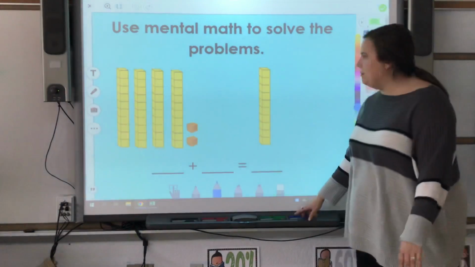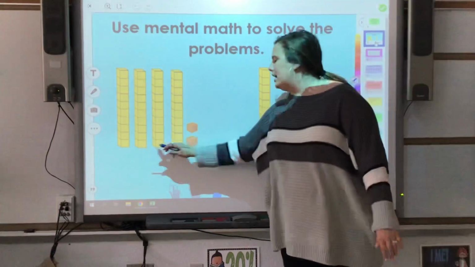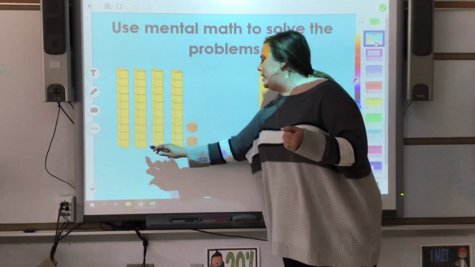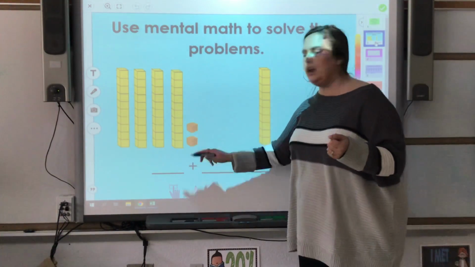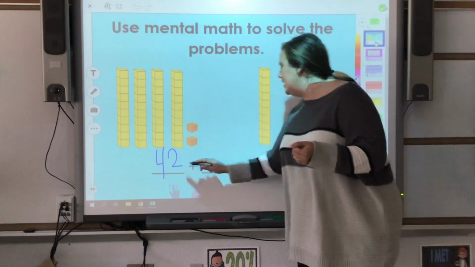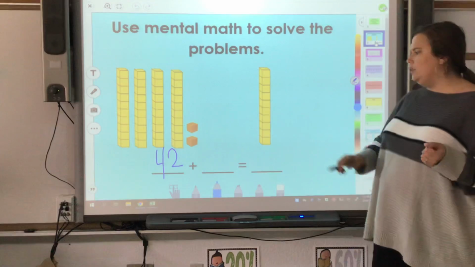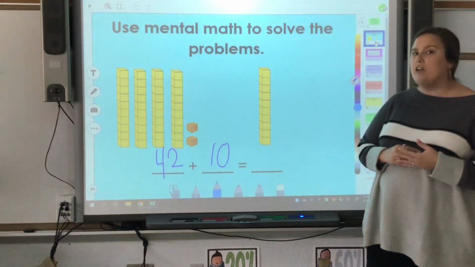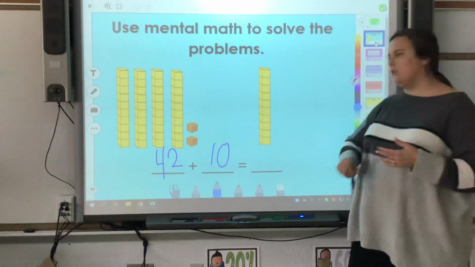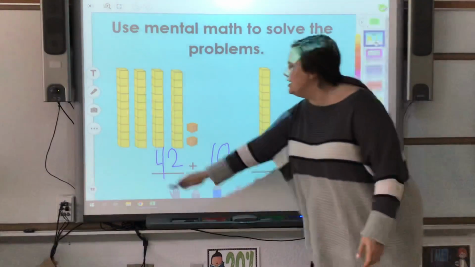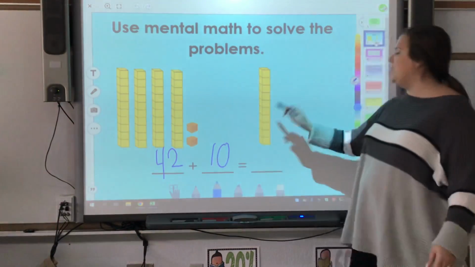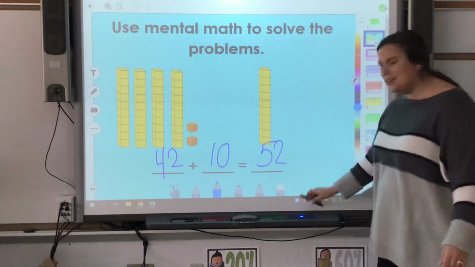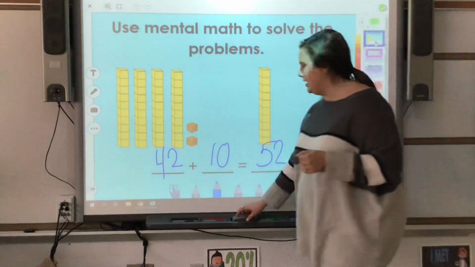We're going to use mental math. So you guys need to count your tens and your ones for the first part. Let's count them together. 10, 20, 30, 40, 41, 42. Great. And then what do we have here? 42 plus 10. So let's count all together using our picture shown. We're going to do our tens first. 10, 20, 30, 40, 50, 51, 52. Wow. Tens and ones is an easy peasy strategy that we can use. I love it.